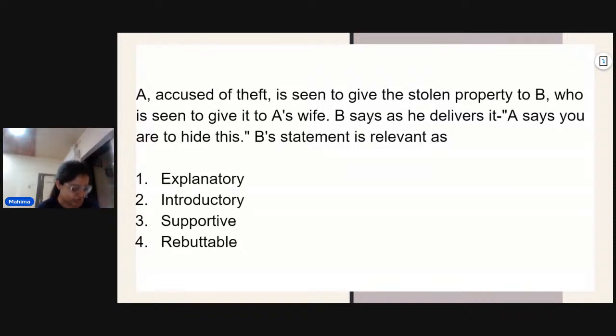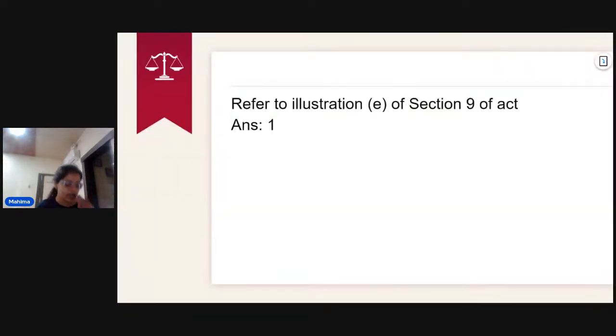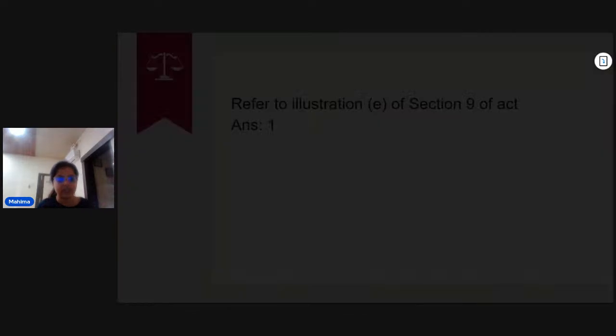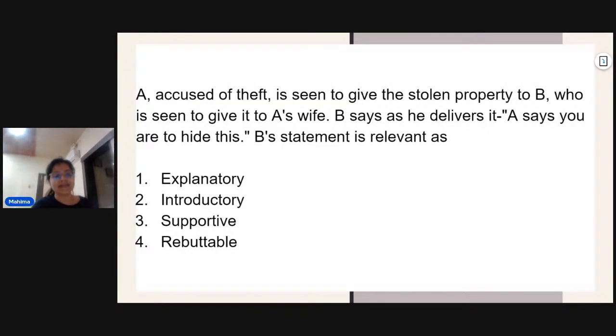Yes, it is relevant to section 54A also. It's very good that you can interrelate. Only Prachi is saying 3, the rest of you are saying A. Yes, it is an illustration under section 9. Clause E, it is explanatory.